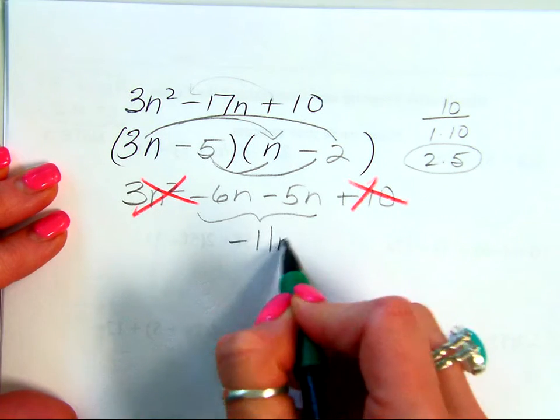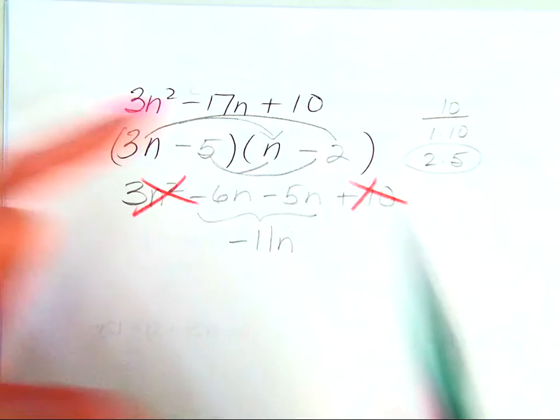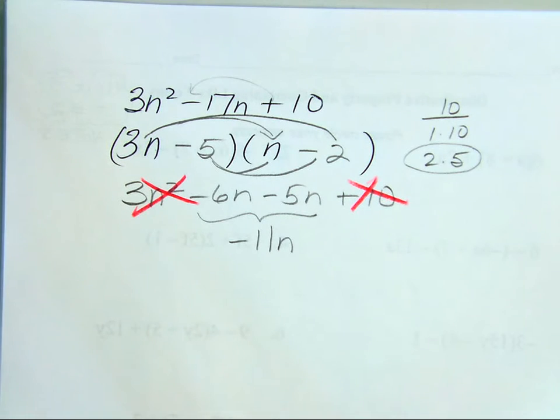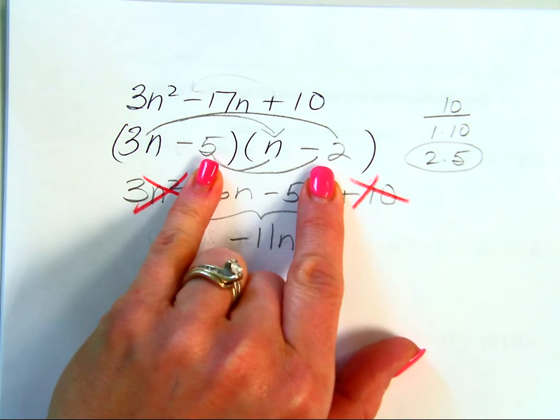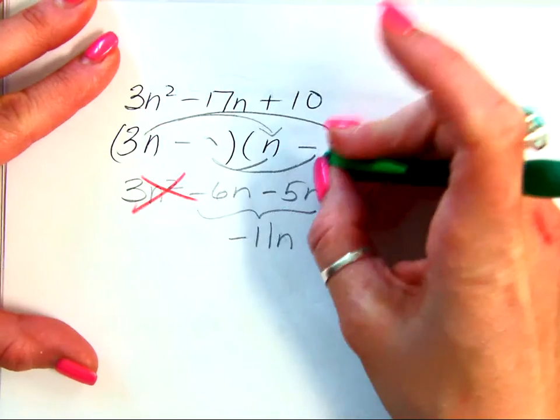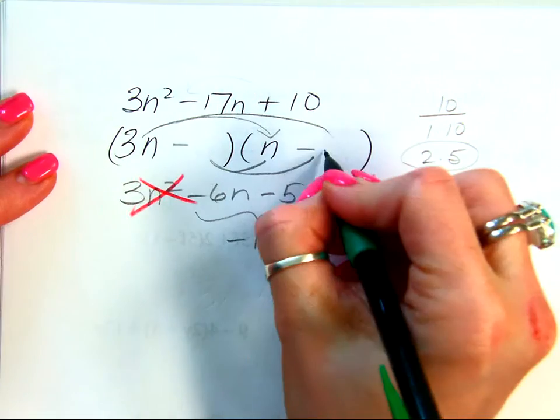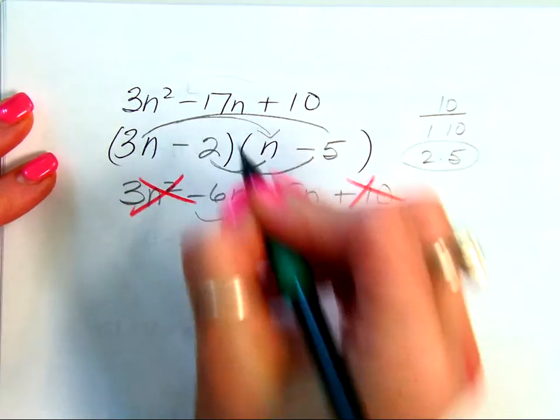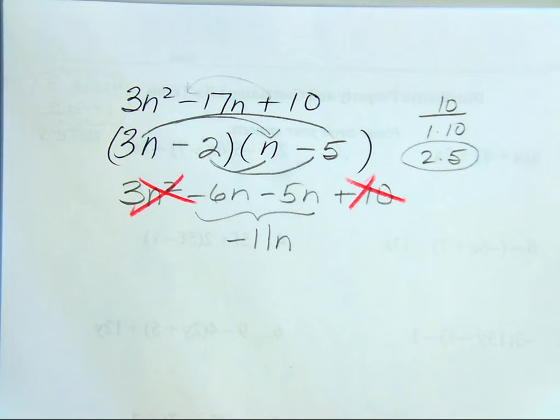That gives me a negative 11n. I'm trying to get a negative 17n. So you know what that means? The 5 and the 2 are in the wrong spot. So that's when I take my eraser and I erase and I try it with the 5 here and the 2 there. It's called trial and error. You try, you get an error, you try again.